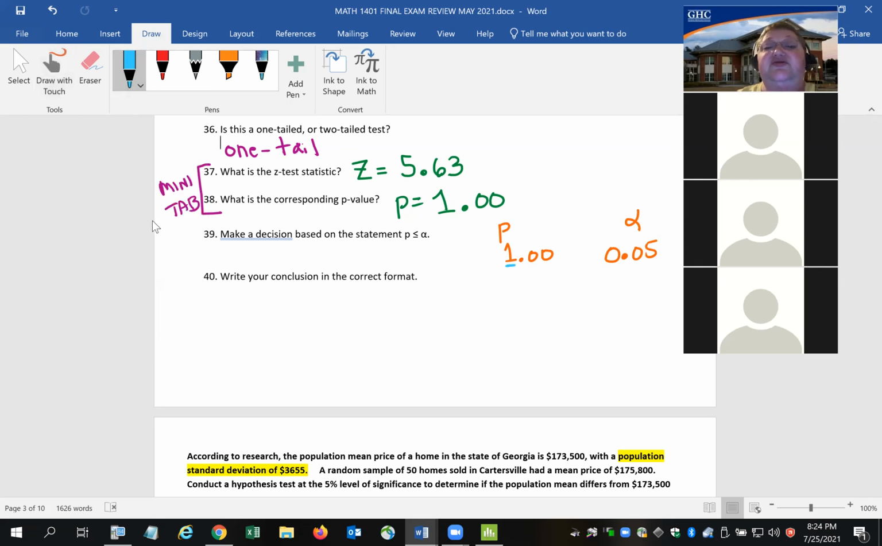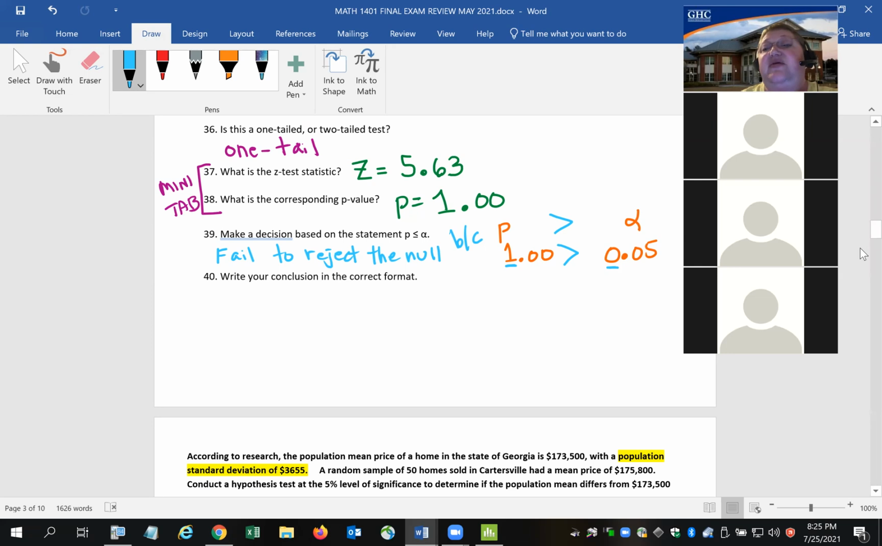I always tell students to make this comparison digit for digit. So if we compare the first number in front of the decimal, we have 1 compared to 0. 1 is greater than 0, therefore P is greater than alpha. When P is greater than alpha, we always fail to reject the null. And I believe on the final, it'll say you fail to reject the null because P is greater than alpha. That's the why.